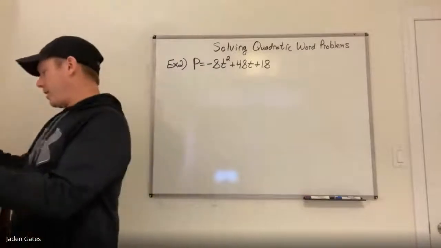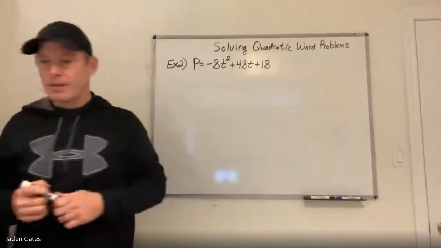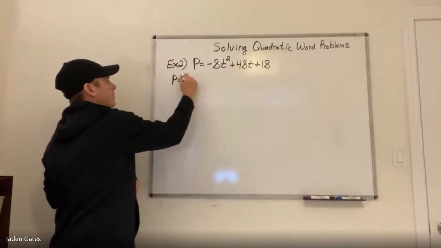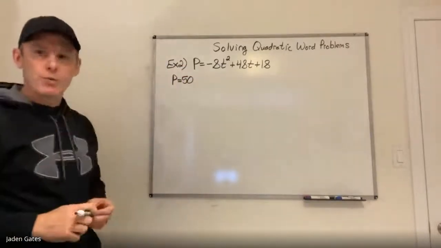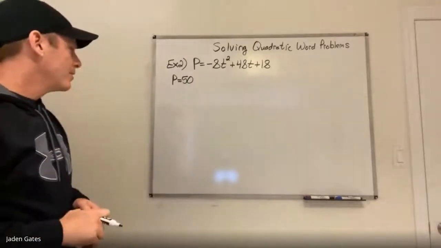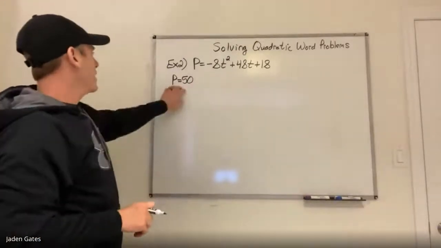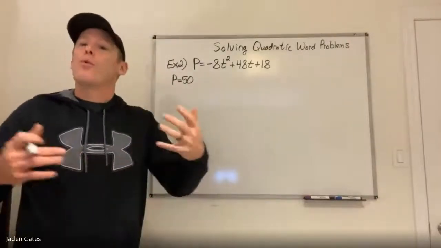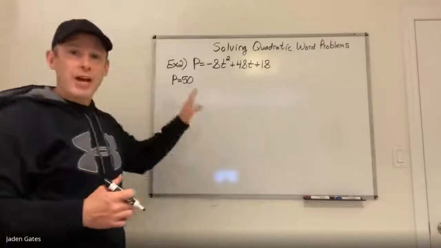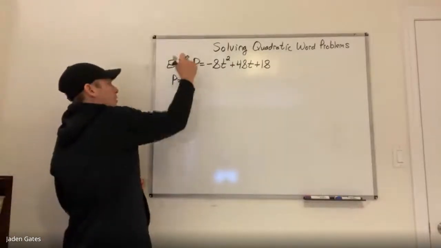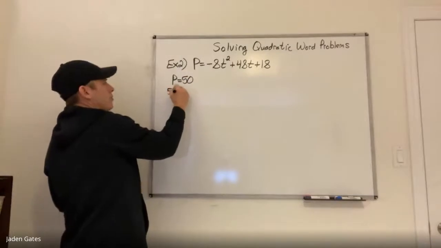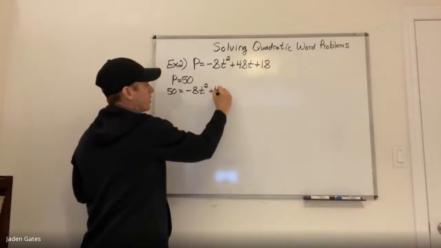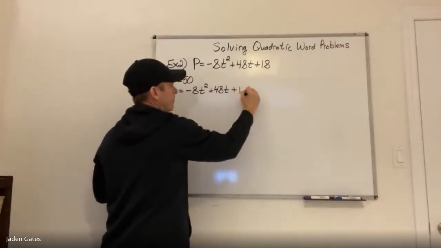So here's what we're looking at this time: our P, the percent, is 50. We just want to pass, I guess. Get half of it. All right. Because I'm not asking for least, greatest, all that kind of stuff, we're solving. So I'm going to put that 50 in where there's a P. Now I've got 50 is equal to negative 8t squared plus 48t plus 18.